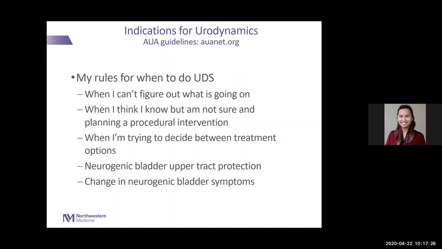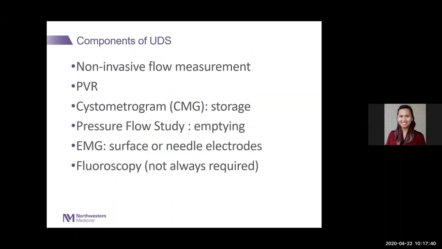You can have syrinxes of the cord. I had one patient whose actual rods that were placed, one of the screws broke off and was actually impinging on his cord. His bladder just went crazy after being completely stable for about 10 years.